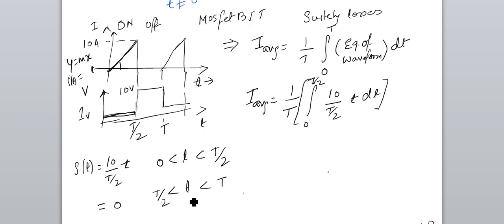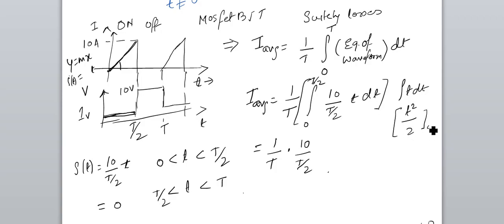And I'm not talking about the rest of the waveform, because the rest of the waveform from t by 2 to total time t is 0. So if you multiply, you will be getting 0 only. So I will be integrating 1 upon t into 10 upon t by 2 t, integration of t dt, and that will be t square by 2, right? And it varies from 0 to t by 2. So put the value there.